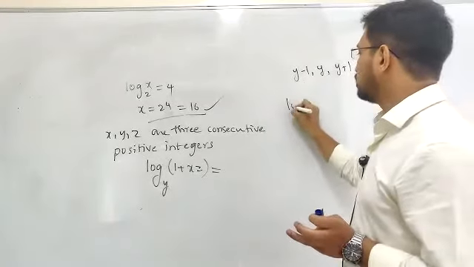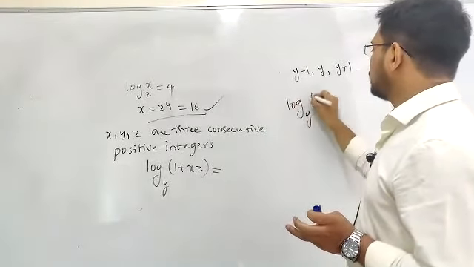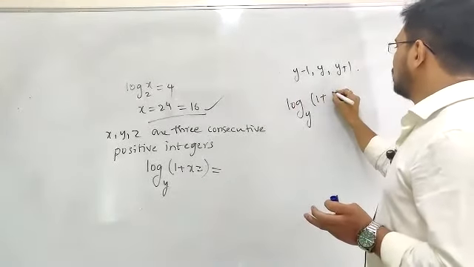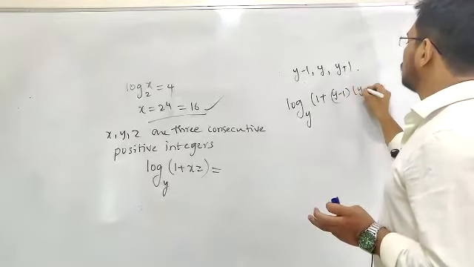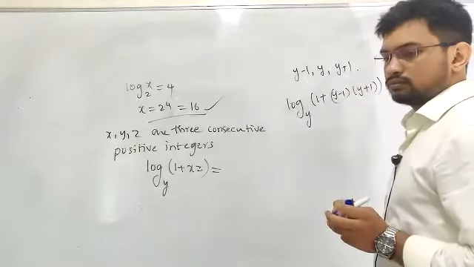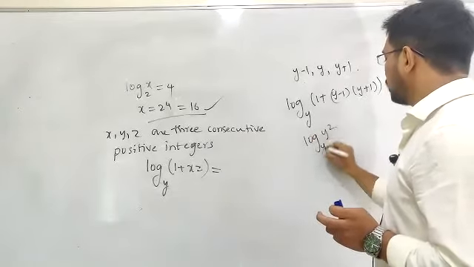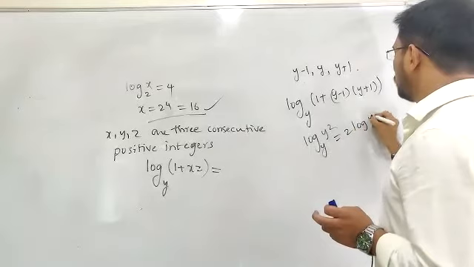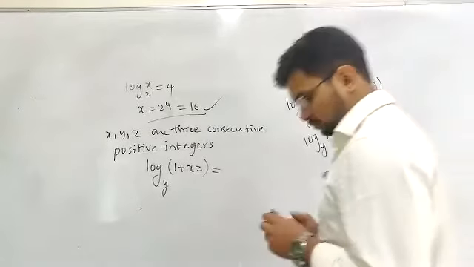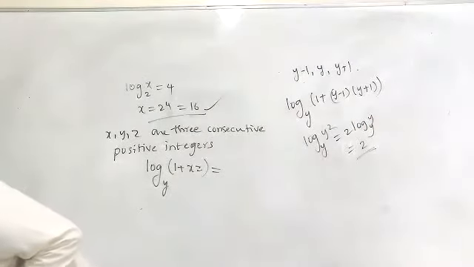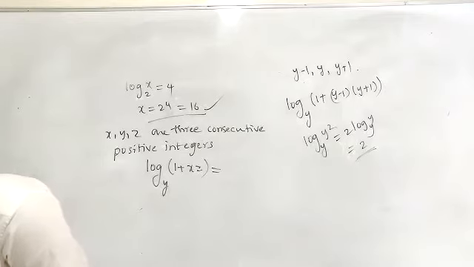So what will be your answer finally? Log, and this is 1 plus y minus 1 into y plus 1. So finally this is log y squared to the base y. So this is 2 log y to the base y, which is equal to 2. Absolutely. Yes, absolutely. Right. Very good. Next.